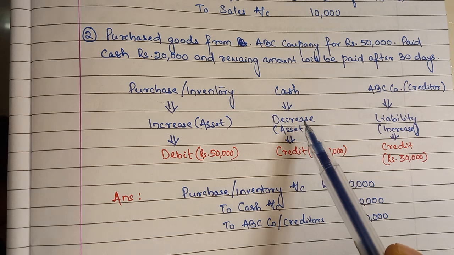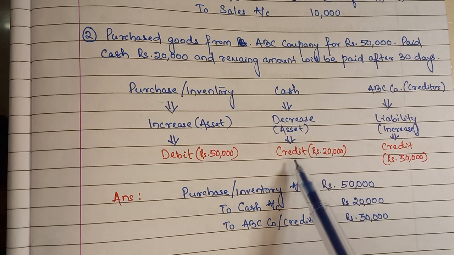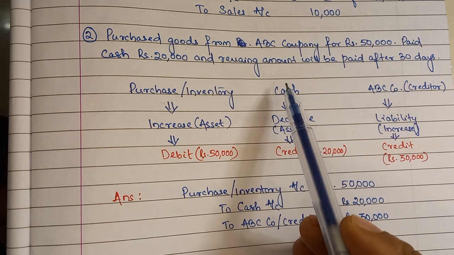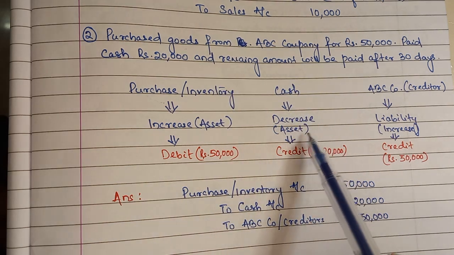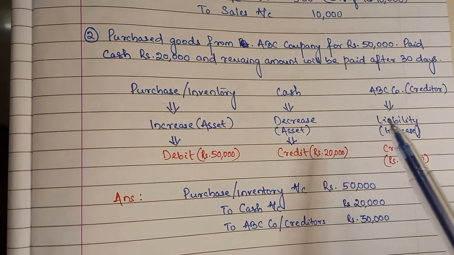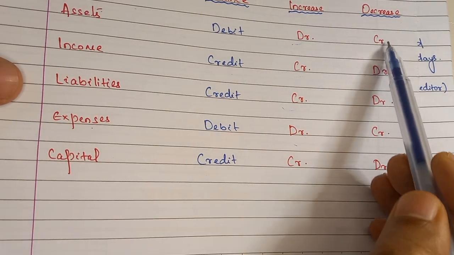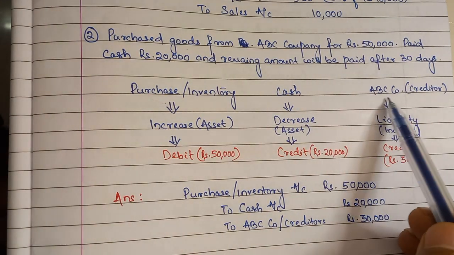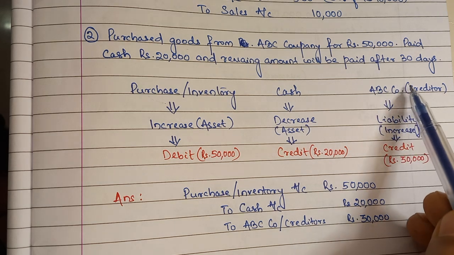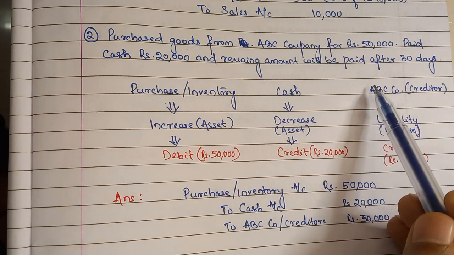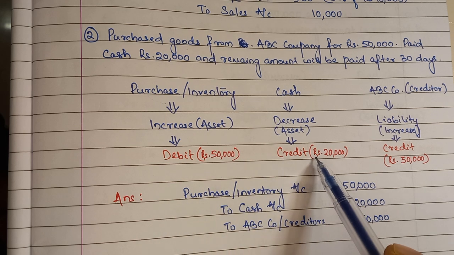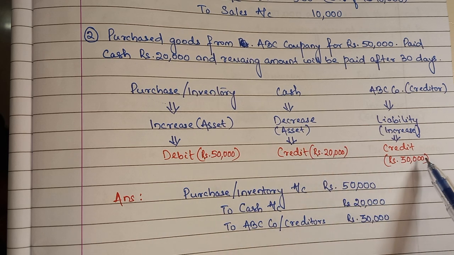So the cash outflow, or decrease in cash, is only 20,000 rupees, because that is what you are paying in cash. The remaining is on credit. So here the asset decrease is always credit, reverse of increase. Correct? So 20,000 rupees is credit. Then ABC Co, who is your creditor, because he has given these goods on credit. And what is the amount of credit he has given? 50,000 minus 20,000, that is what you paid in cash. The remaining is on credit.